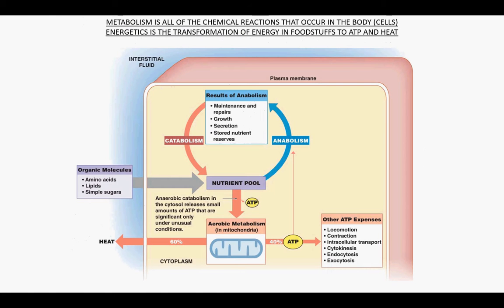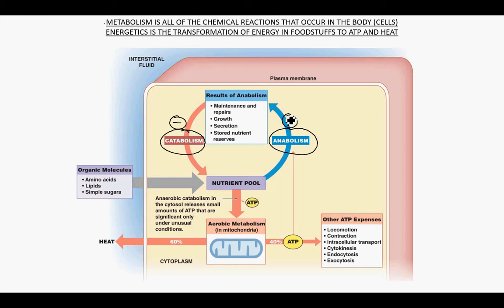So first off, metabolism up here is all of the chemical reactions that occur inside of the body, right? And in this case, inside of a cell. So we're concerned primarily here with the cells. So this is all of the chemical reactions. The two basic chemical reactions that you have are catabolism and anabolism. So catabolism is the breakdown. So you're taking larger things and making them smaller. And anabolism is the building up of things, making them larger. More on that in just a minute.